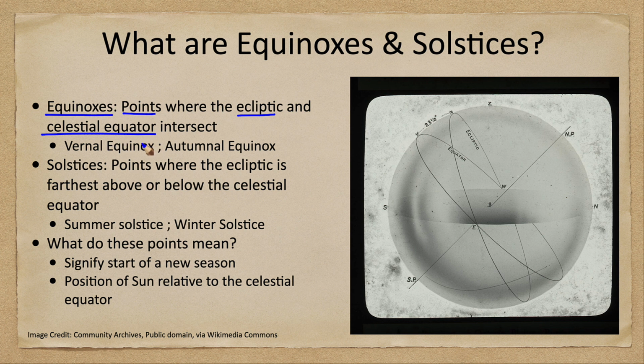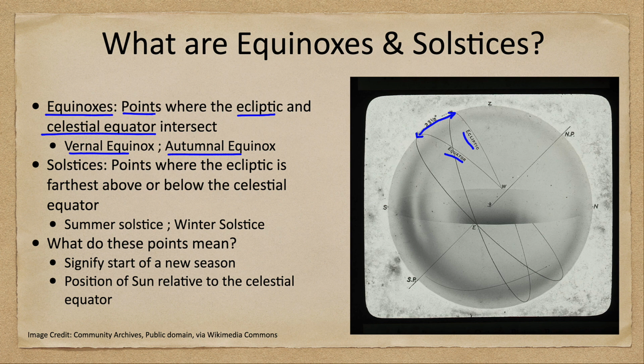So let's look at the equinoxes, and there's actually two of those. There is the vernal equinox and the autumnal equinox, and those will be at the 2 points where these two circles intersect. So the ecliptic over here is the path of the sun, the celestial equator here, and those are going to be separated by an angle of 23.5 degrees.